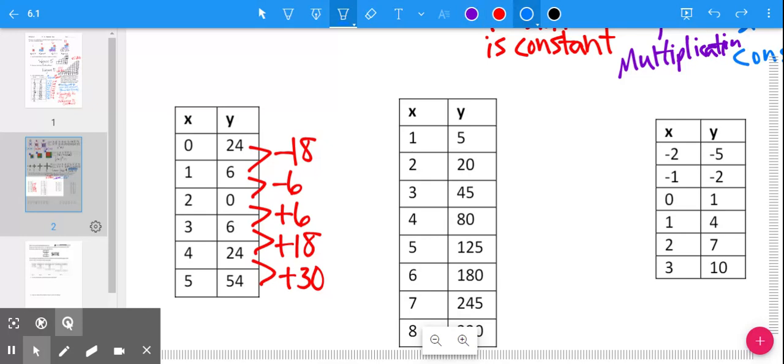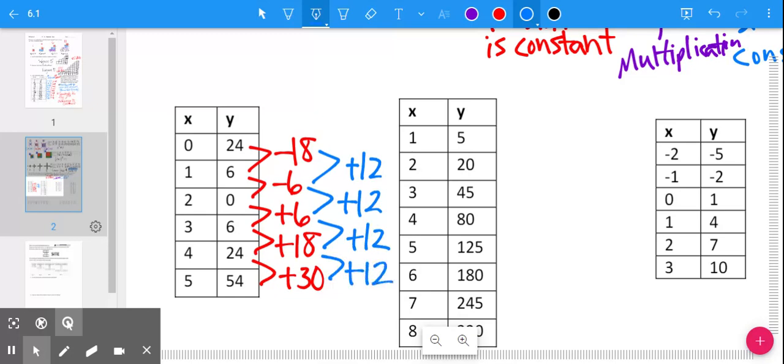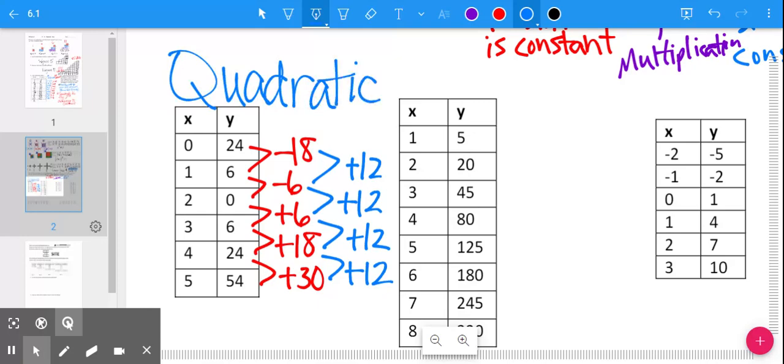So we have to find the second difference. To get from negative 18 to negative 6, you add 12. To get from negative 6 to positive 6, you add 12. 6 to 18, add 12. 18 to 30, add 12. So this one is quadratic because it has a constant second difference.